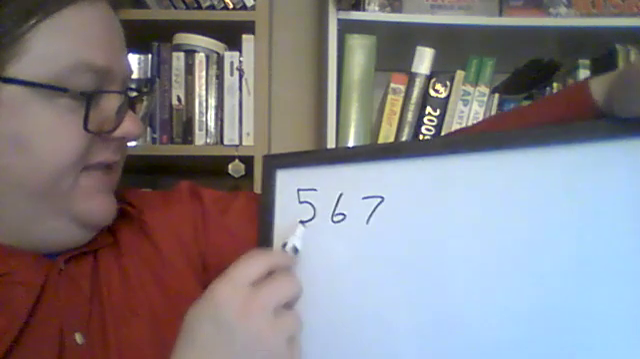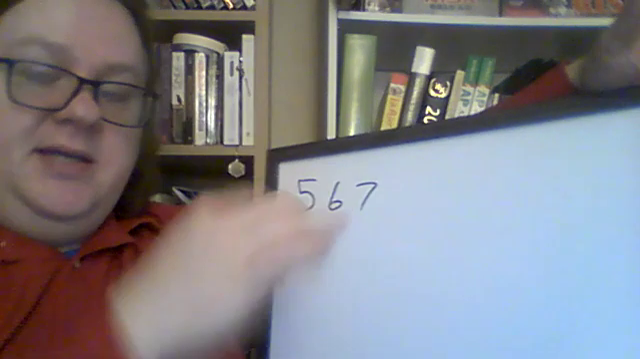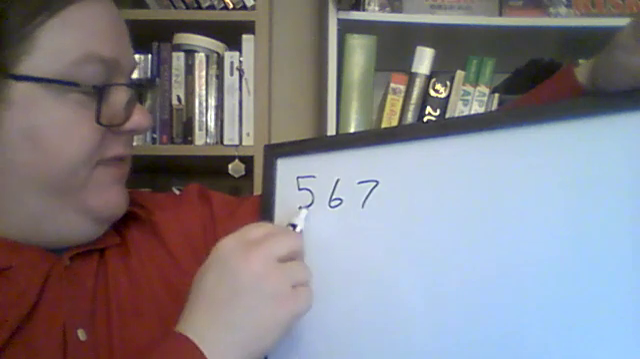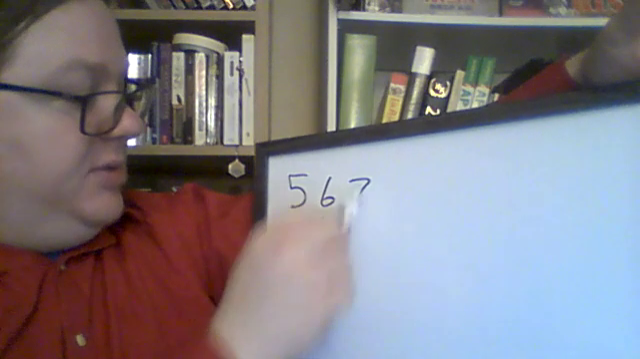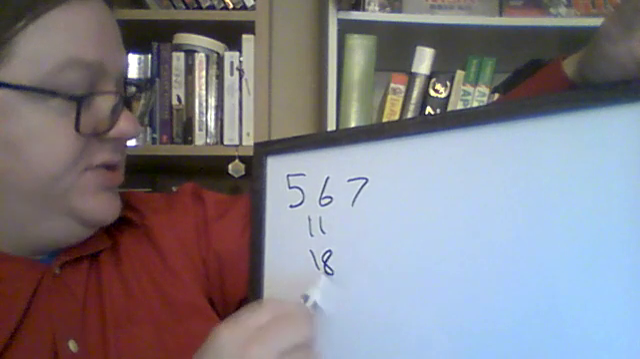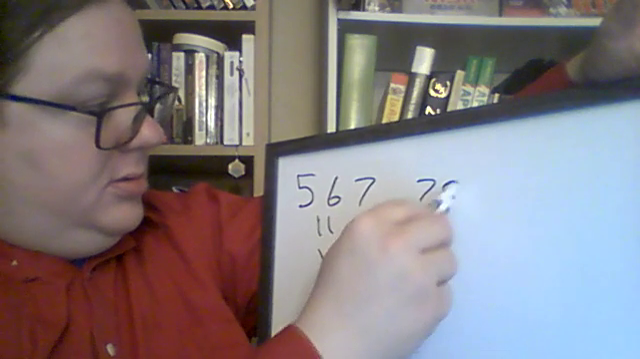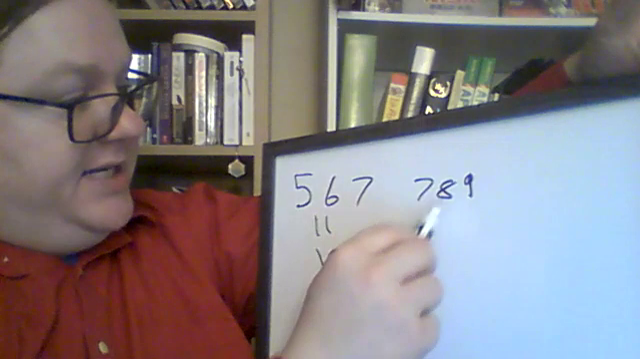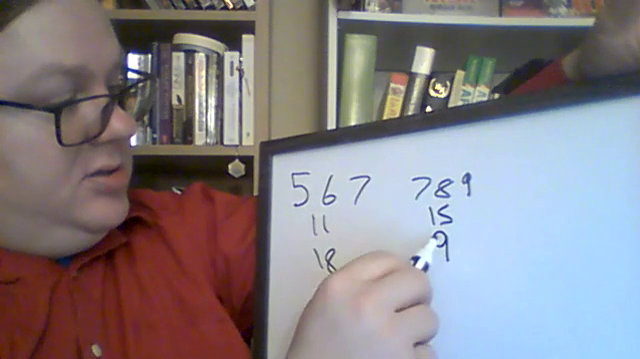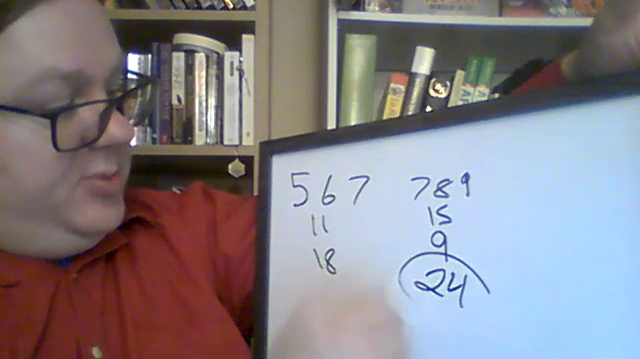Okay, 5, 6, 7. And if it ends up being too high, we'll go lower than this. If it ends up being too low, we'll go higher than this, right? So 5 plus 6 is 11. 11 plus 7 is 18. That's too low. So let's go up to 7, 8, 9. 7 plus 8 is 15. 15 plus 9 is 24. And that's the number we were looking for.